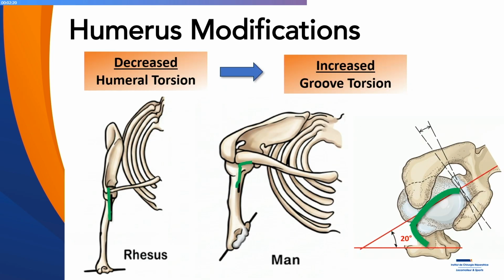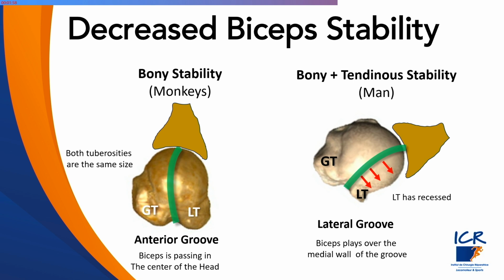You see the evolution? And this is summarized on this drawing here. In the monkeys, the scapula is in the sagittal plane, the humerus is in the sagittal plane, and the biceps is in the groove aligned by the two tuberosities. In the man, it's different. Now you have a lesser tuberosity and a greater tuberosity. So what happens, in fact, is that in the early monkeys, there was pure stabilization of the biceps by the bone, by the greater and the lesser tuberosity, which were of equal size.